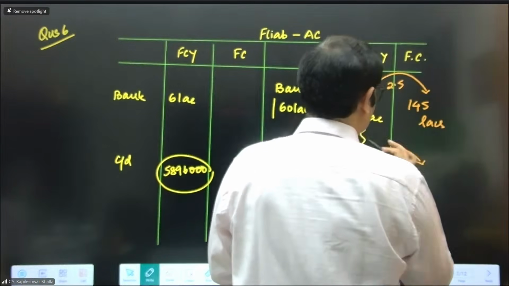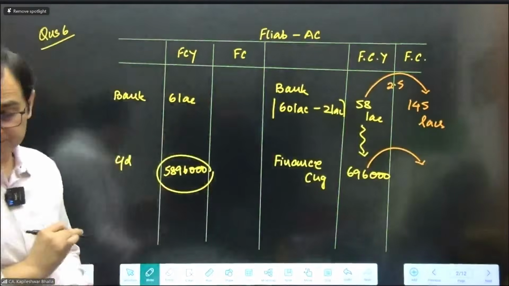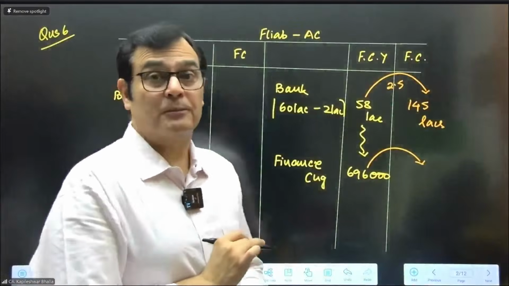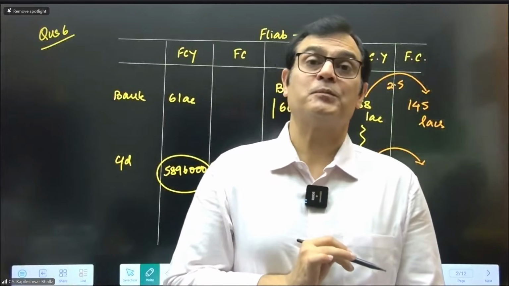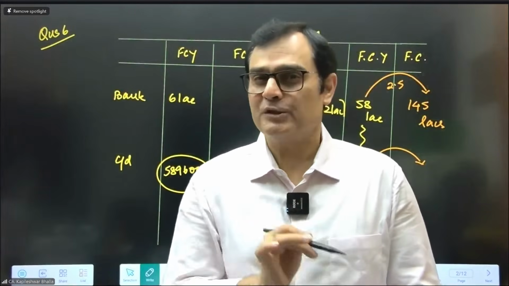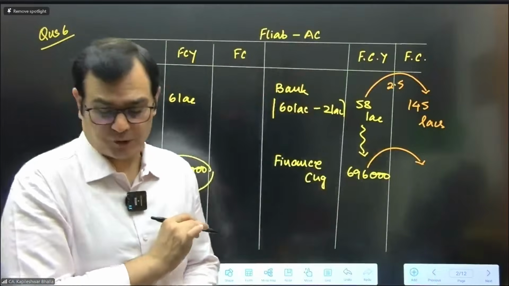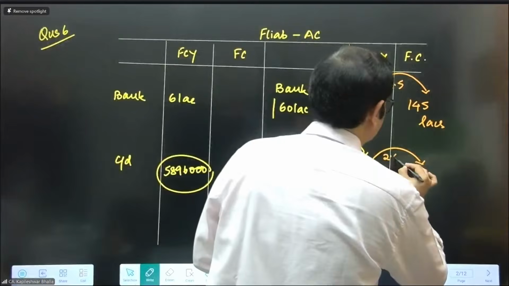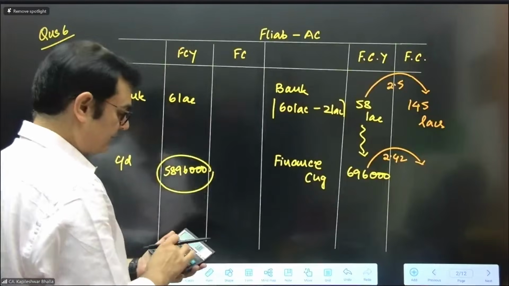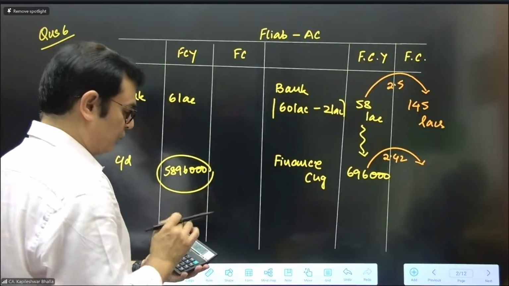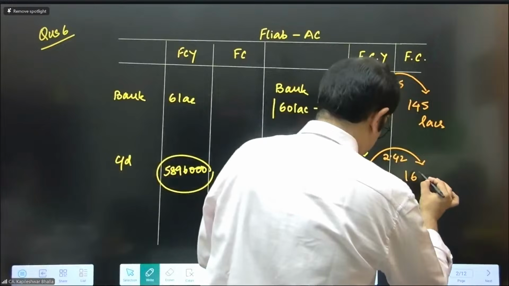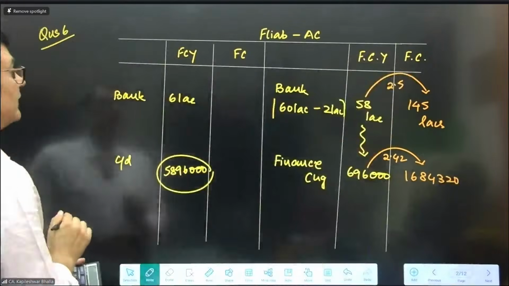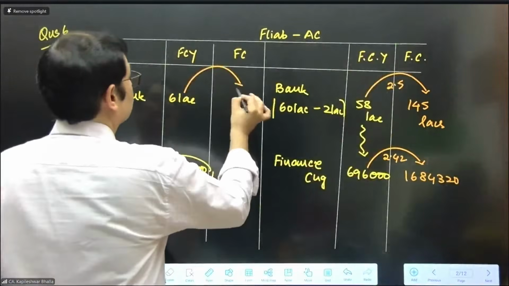What about the rate of exchange to be applied on the finance charge? This is a finance charge which is supposed to be entering the profit and loss account, income and expense. And you know the income and expense are considered at what rate? That's right, it would be at the average rate. That is supposed to be 2.42. That makes life simple. 696 into 2.42, that is 16,84,320.